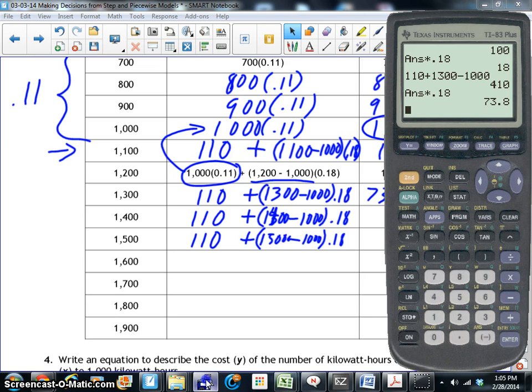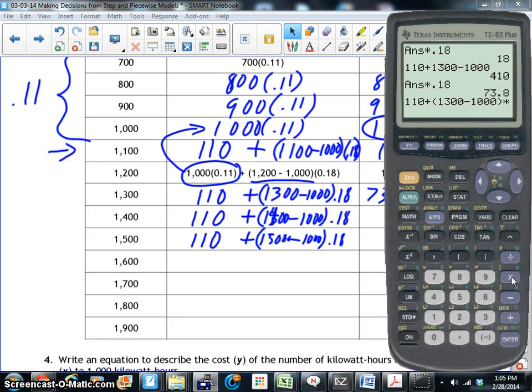Ooh, I did that wrong. Sorry. Gotta do this correctly. I don't know why I'm messing up today. Please excuse me, class. I'm having brain farts left and right. First, I gotta put these in parentheses, multiply that by 0.18. There we go. That's why it looked kind of different for me.